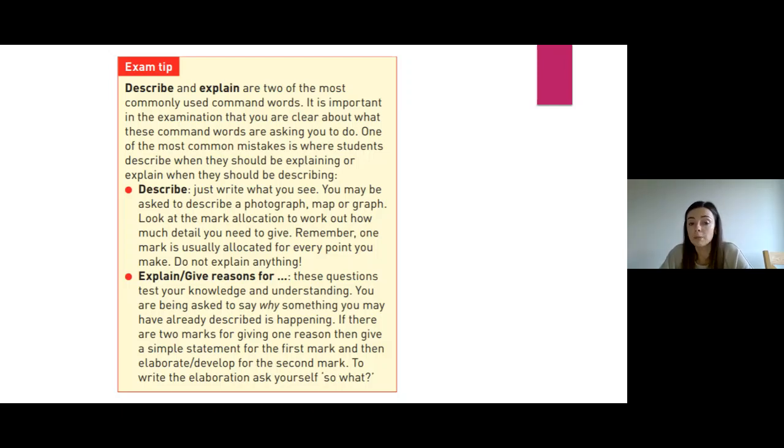Describe: just write what you see. You may be asked to describe a photograph, map or graph. Explain, or give reasons, questions test your knowledge and understanding. You are being asked to say why something you may have already described is happening. And I'm just going to leave it there.